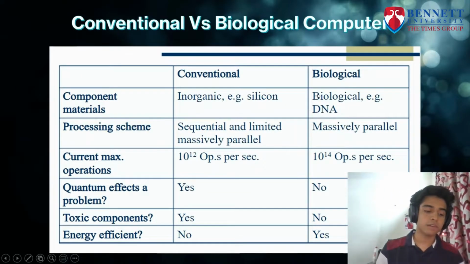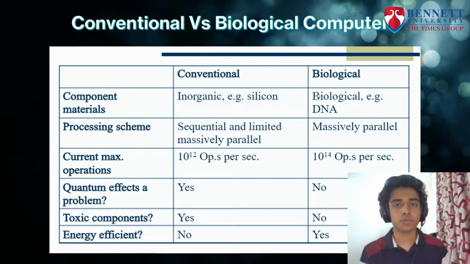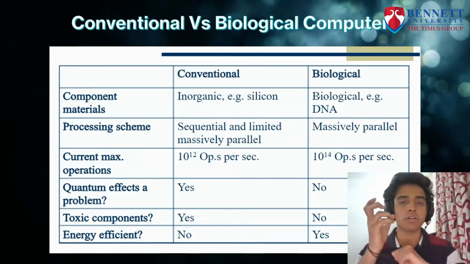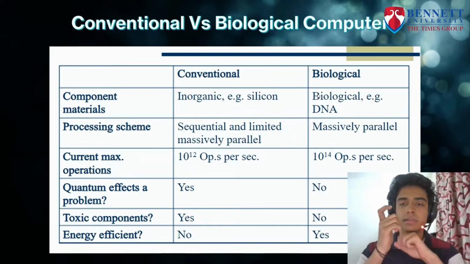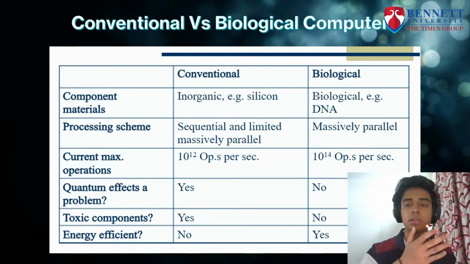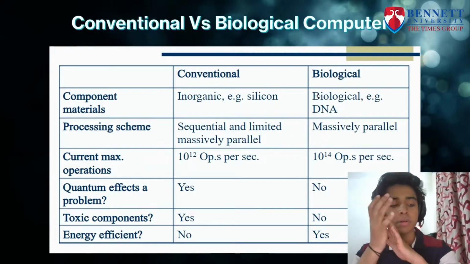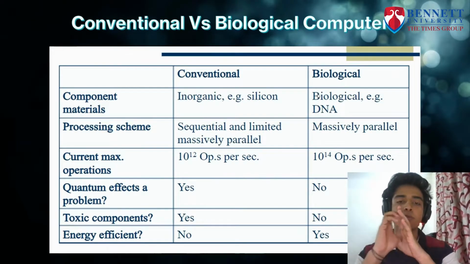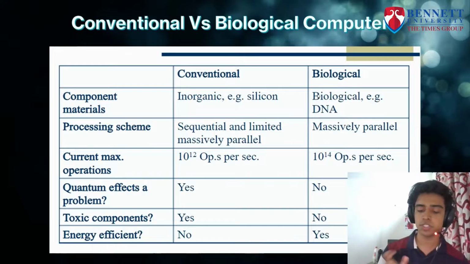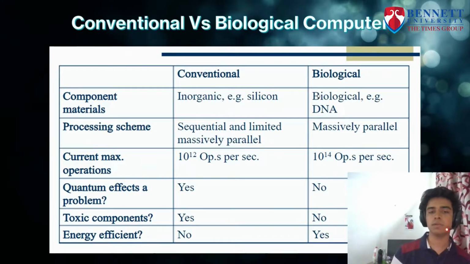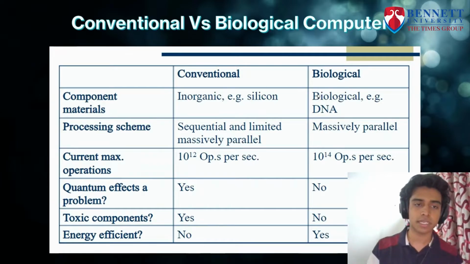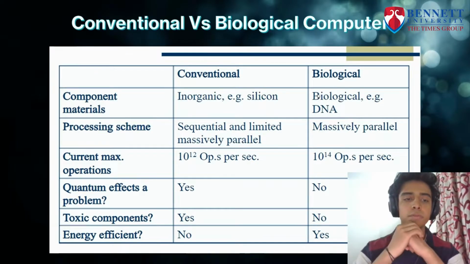Now, let's talk about some differences between the conventional approach versus the biological computers approach. So the basic building block of conventional computers is silicon, and the basic building block of biological computers is DNA. Now, coming to the processing scheme, in case of conventional computers, the majority part is sequential and only a limited part is parallel. But in case of biological computers, it makes use of mostly parallel computing.